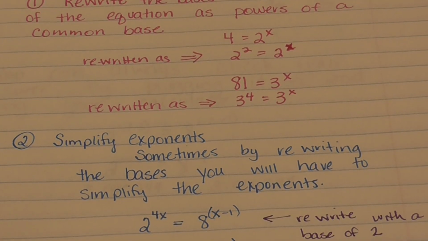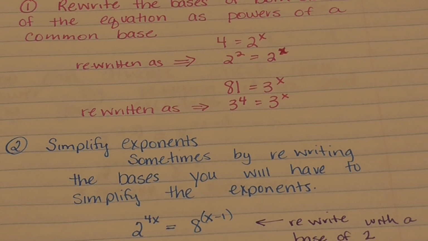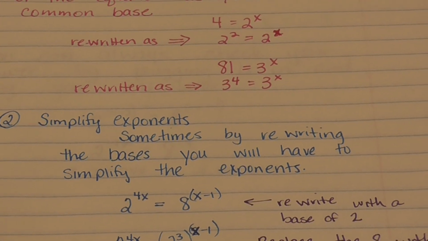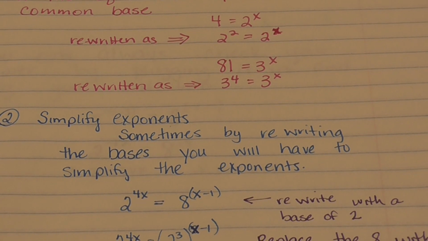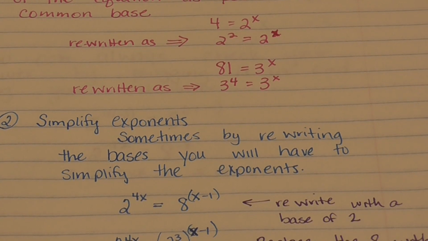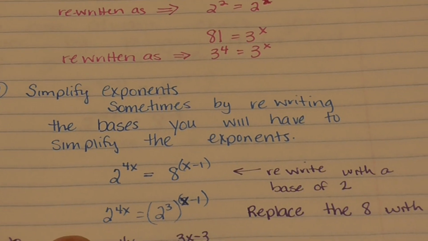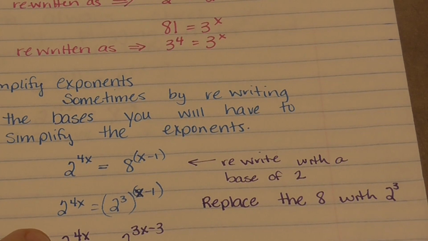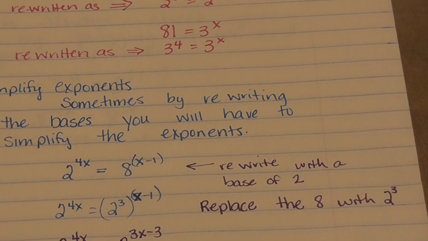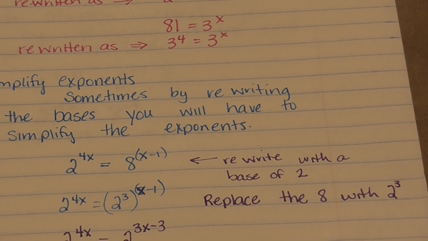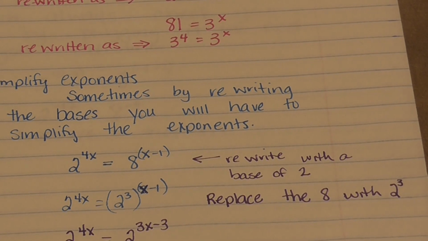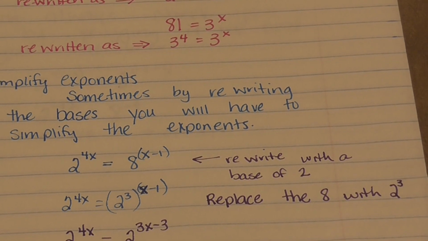Step 2 means simplify exponents. Sometimes when you rewrite the bases, you're going to have to simplify the exponents. So in this example, we've got 2 to the 4x power equals 8 to the x minus 1 power. I'm going to rewrite the 8 as a base of 2. I'm just going to replace the 8 with 2 to the 3rd power because 2 to the 3rd equals 8, which means 2 to the 3rd power is being raised to the x minus 1 power.